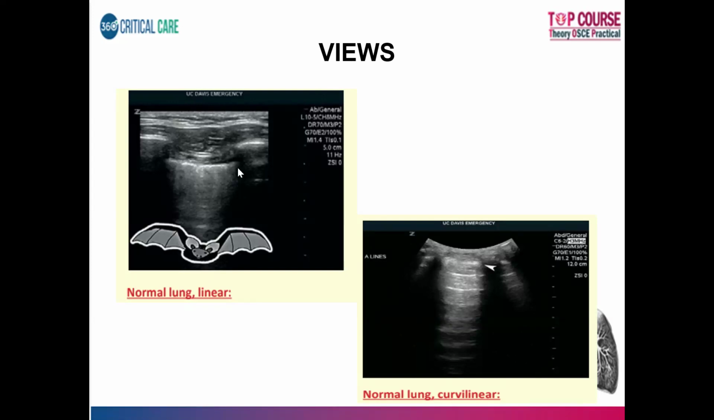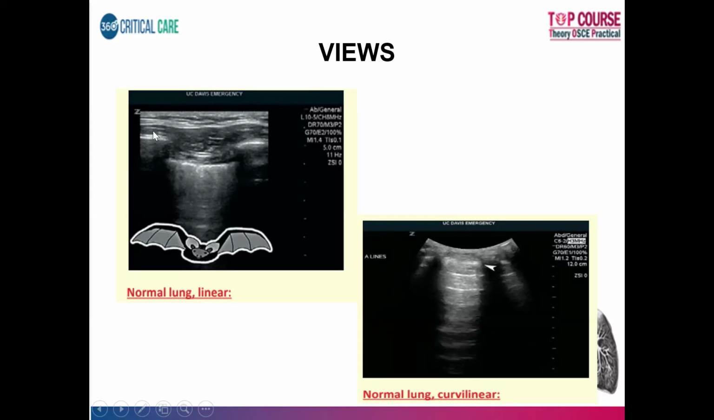Okay, the bat wing sign in the linear view of the lung ultrasound. Whenever you see this, you can tell whether it is a normal or abnormal ultrasound based on the structures that you see. If they have shown you the linear image, always remember the line here would be flat as compared to the curvy linear where it will have a dip. So whenever they are talking about the bat wing sign, it is usually in the linear view.